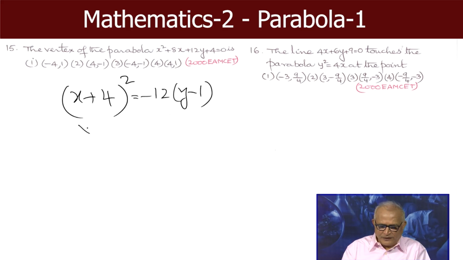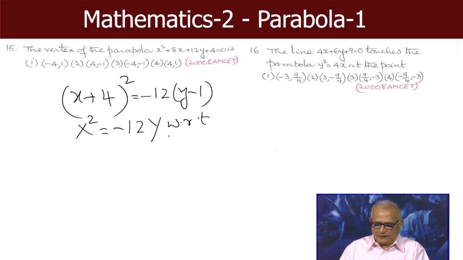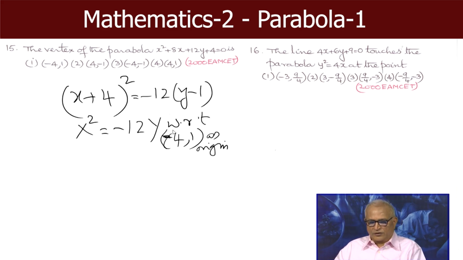So, x square equal to minus 12y with respect to minus 4, 1 as origin. Now, what is the vertex of the parabola? It is the origin in the new coordinate system, which is the same as minus 4 comma 1. So, that is the first option.